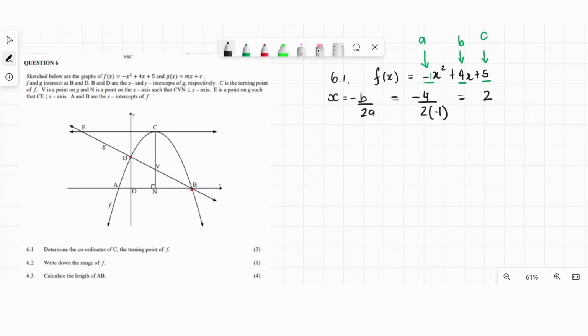Then you're going to take that value and substitute it into f of x to find the coordinates. So you're going to say f of 2 is equal to, wherever we see x, we substitute 2. If you punch this into the calculator, you're going to get, therefore, making your turning point coordinates 2 and 9. Then you're done with the first question.